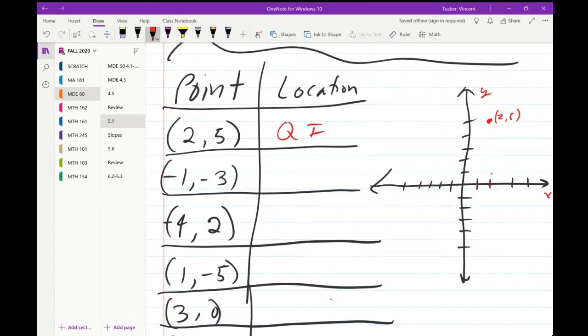Next one, -1, -3. Start at your origin. Go to the left one, down 3. See something? Yep, Q3. Supposed to be right down here.